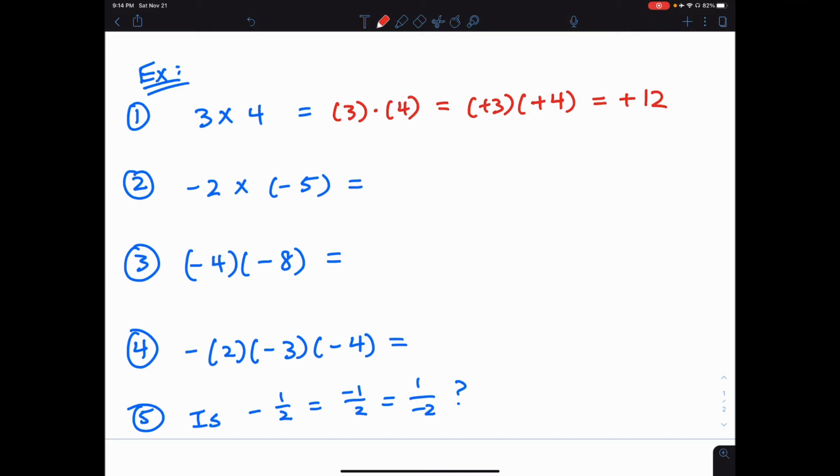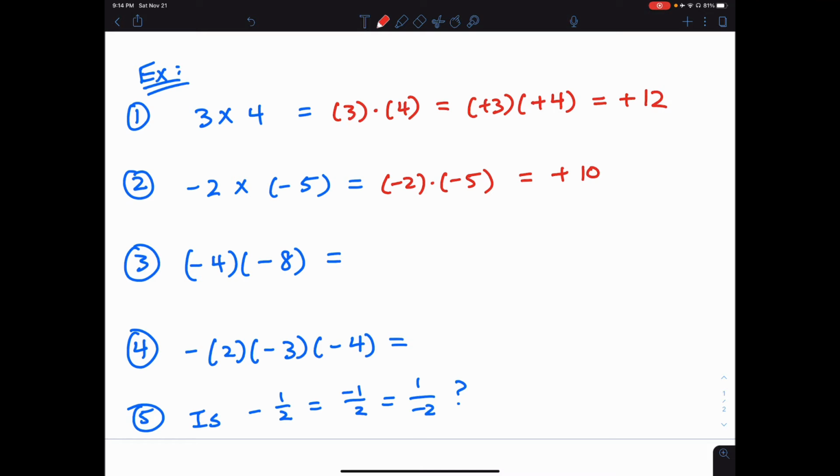Let's take a look at the next one. Next one here, we can rewrite it as negative 2 times negative 5. You can write it without the dot in between. It's all the same thing. When there's nothing in between, we always assume it's multiplication. So here we have double negative signs, so again, two of the same sign. We get positive in the end. We know that we're expecting a positive answer, and then we just multiply the numbers. 2 times 5, which is 10. So we get the answer of positive 10.